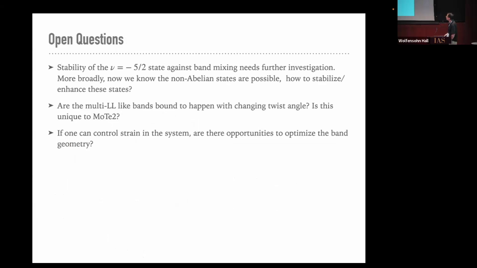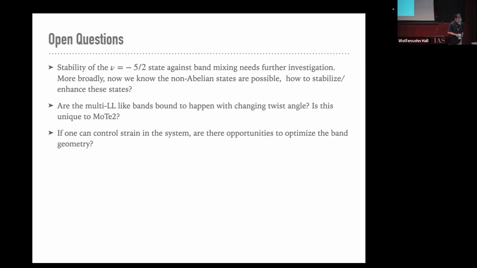So what are the open questions? First, even though, as I said, this is a very crude calculation with a lot of approximation involved, I guess there's a tendency that we see what we want to see. So the stability of this state against band mixing needs further investigation. And more broadly, now we know at least on a single particle level we can confirm you can realize this second Landau level. Is there a way to stabilize those non-Abelian states?